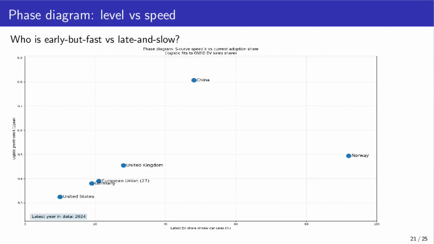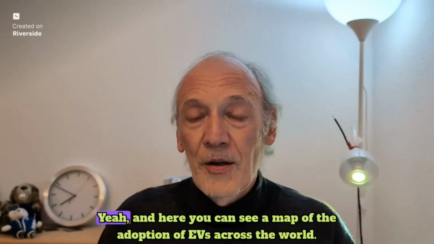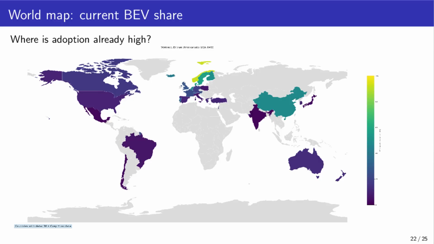And then on the far left, you have the United States. So the speed is even slower, and also the percentage is around 10%. It's also much lower. So that's also why there's more uncertainty for the US. And here you can see a map of the adoption of EVs across the world. Again, you can see that Norway, Sweden and Finland are far ahead with EV adoption, so Scandinavia and Northern Europe. And also China is far ahead of the rest. Then Australia, India, Europe, the Americas, they're kind of in the middle.